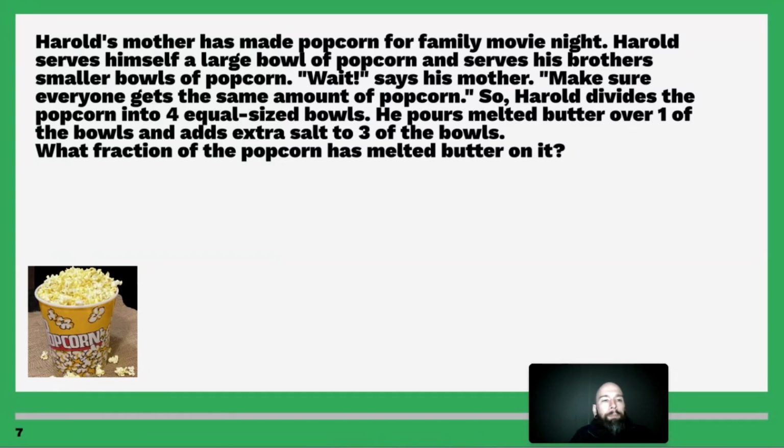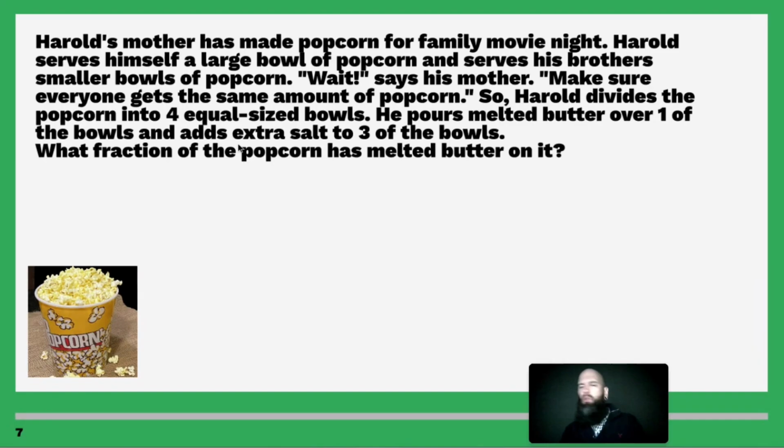Spooky math. All right. Harold's mother has made popcorn for family movie night. Harold serves himself a large bowl of popcorn and serves his brothers smaller bowls of popcorn. Wait, says his mother, make sure everyone gets the same amount of popcorn. So Harold divides the popcorn into 4 equal-sized bowls. He pours melted butter over 1 of the bowls and adds extra salt to 3 of the bowls. Which fraction of the popcorn has melted butter on it?